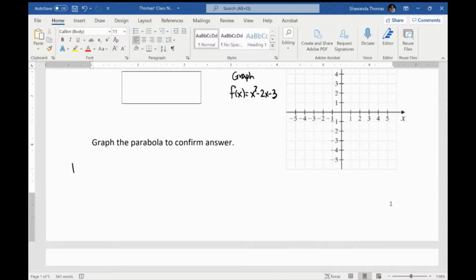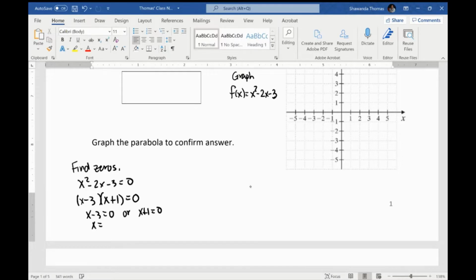Let me write that over here. I like that idea. Find zeros. So first we have x squared minus 2x minus 3 equals 0. What are the factors? x minus 3 and x plus 1. Nice. x minus 3 equals 0, or x plus 1 equals 0. So we have x equals 3, x equals negative 1.